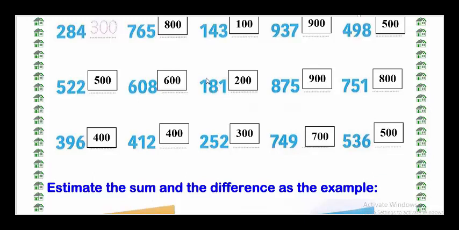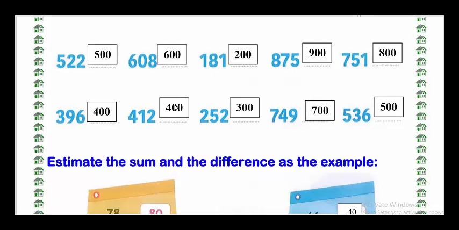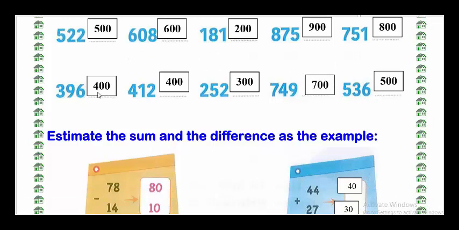181, 8 is a rich number, so 1 will be 2, and 2 will be 200. 875, 7 is a rich number, so 8 will be 900. 751, 5 is a rich number, so 7 will be 800. 396, 400. 412, 1 is a poor number, so 4 will be 400. 252, 300. 749, 4 is a poor number, 7 will be the same, 700. 536, 3 is a poor number, 500.